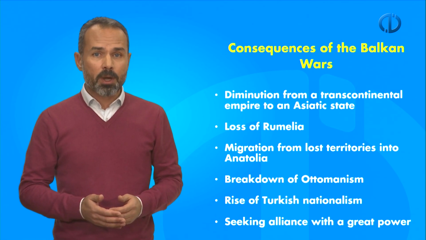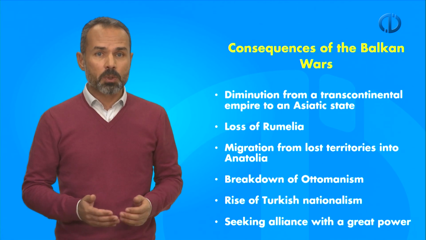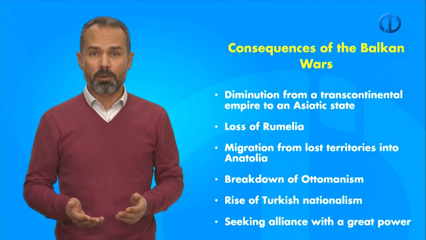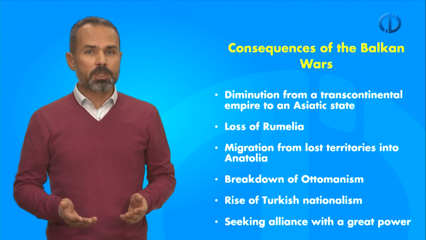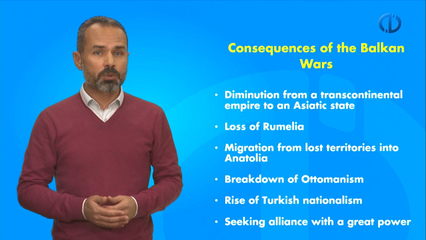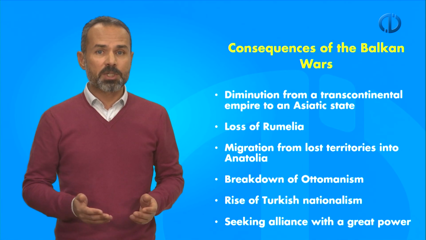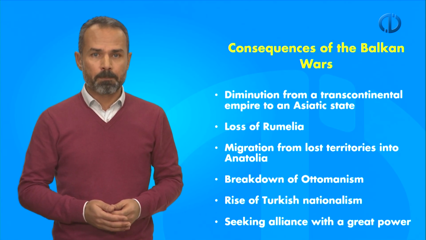Considering that the empire needed a great power protection, the Committee of Union and Progress sought an alliance with Britain first, and then with France, Austria-Hungary, Russia, and Germany. All of them refused the Ottomans, but when the Crown Prince of Austria-Hungary was assassinated by a Serbian nationalist, the Ottoman state found itself at war again as an ally of Germany.